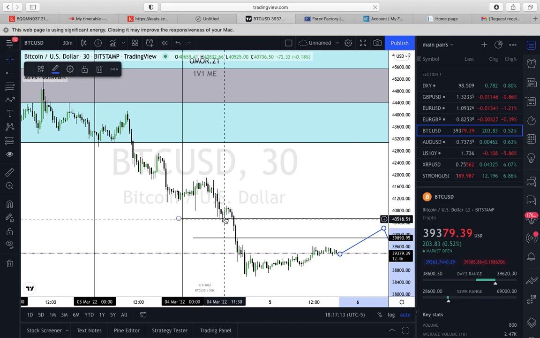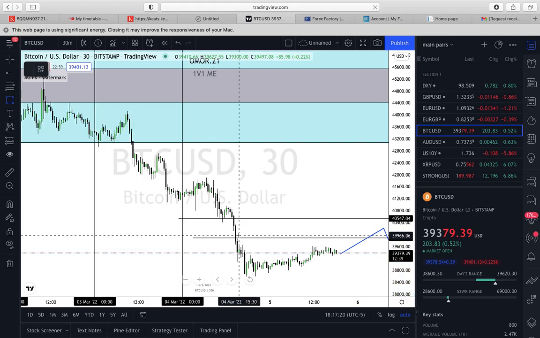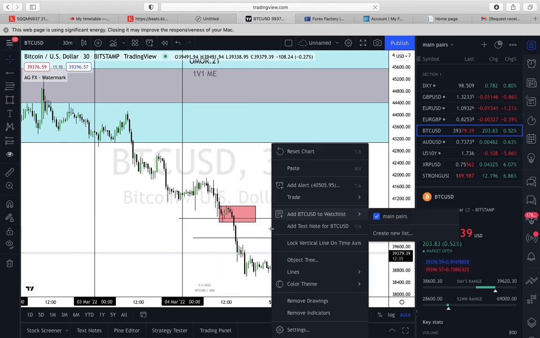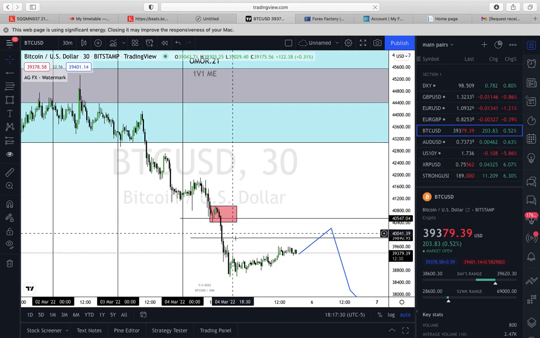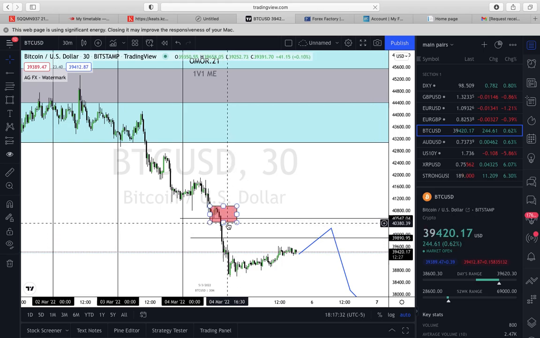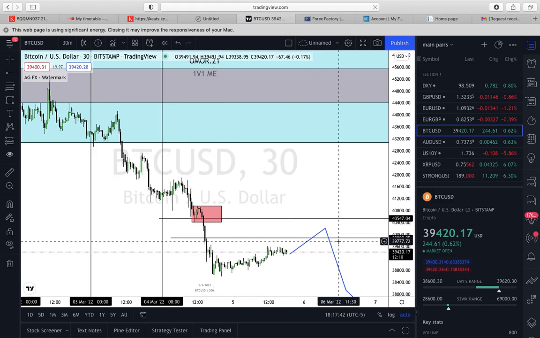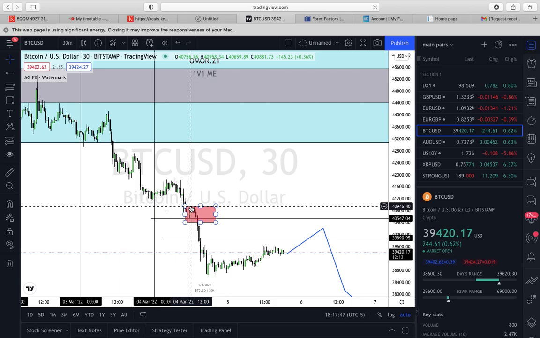From here, this is a mitigation area. I'll just outline that. Yeah, I'll just keep that here. So the low of that comes in at, it's the low of this candle, 40409. That's the start of the mitigation block. And that's what I'd like to see.